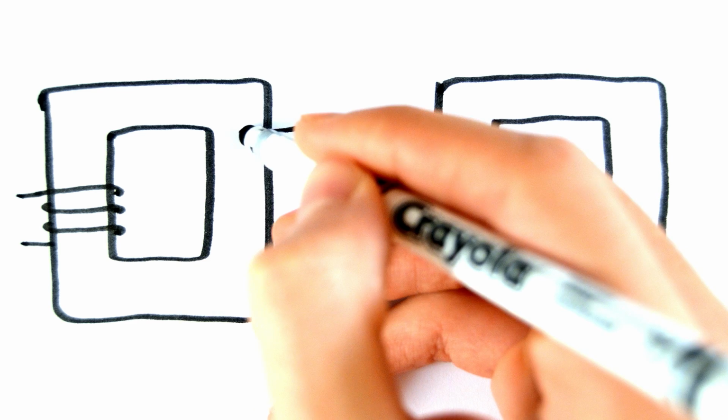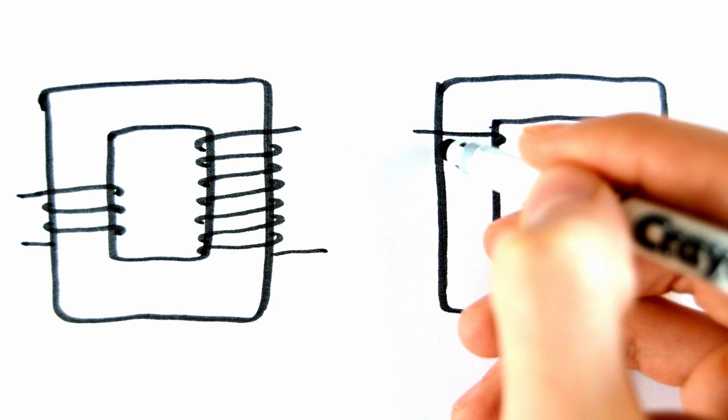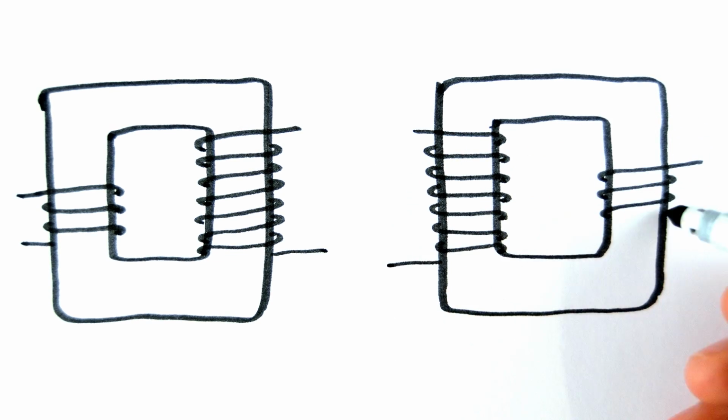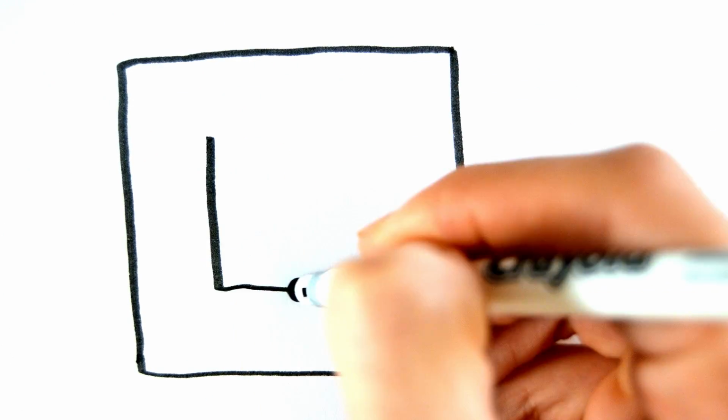In a step-up transformer, the voltage is increased and the primary coil has fewer turns of the wire than the secondary coil. In a step-down transformer, the voltage is decreased and the primary coil has more turns than the secondary coil. The way it works is by electromagnetic induction.